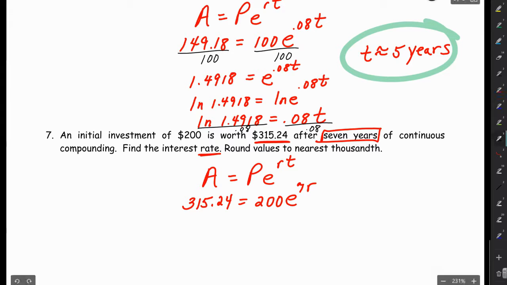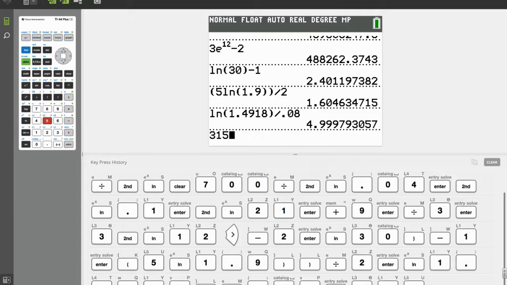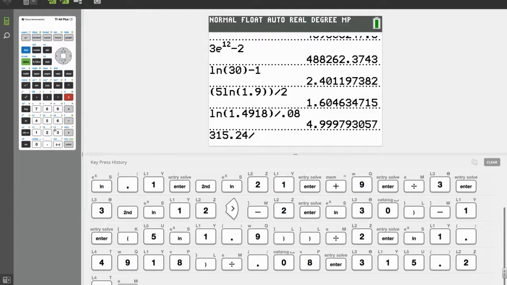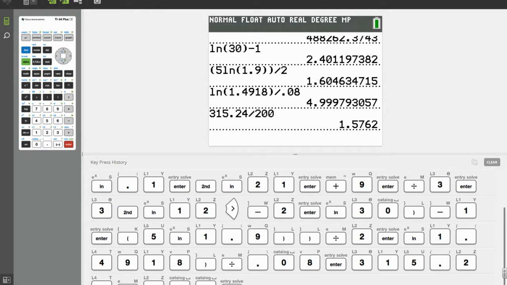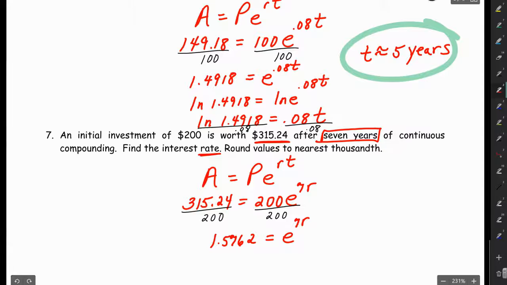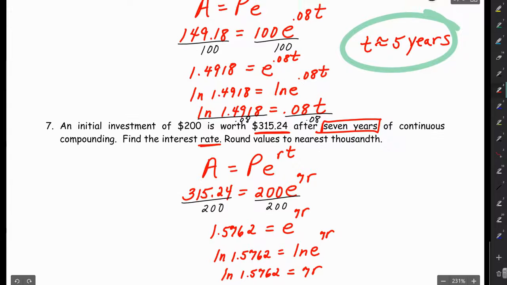We're going to isolate e, divide both sides by 200. So the left side of the equation is 1.5762. We're going to need a log so that we can bring that 7r back down. So we're going to take the ln of both sides. ln of e is 1. So 7r can leapfrog to the front. Divide both sides by 7 to solve for r.